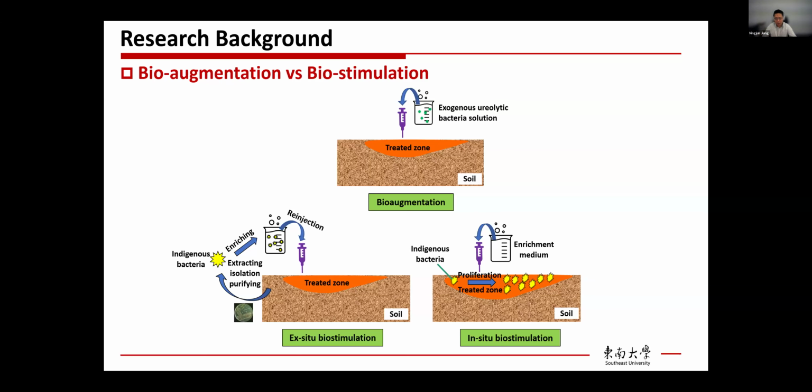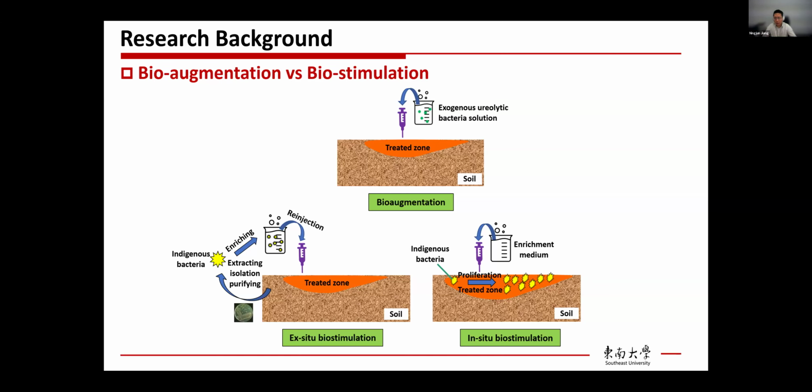For the third one, the in situ biostimulation. For this one, instead of taking soil back to the lab and doing the extraction, isolation, and purification, the enrichment medium is directly injected into the ground to stimulate growth of indigenous bacteria. For this strategy, although we don't know what exact species has been enriched, we don't know that unless we do some testing, right? But that's fine.